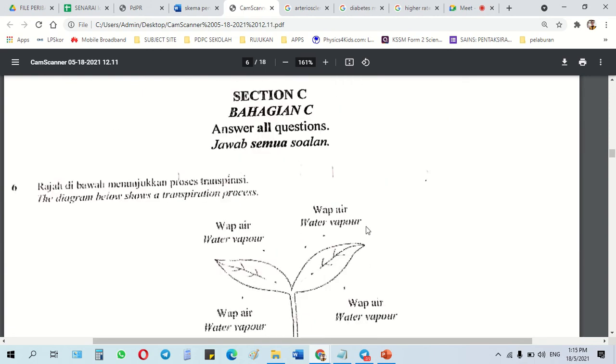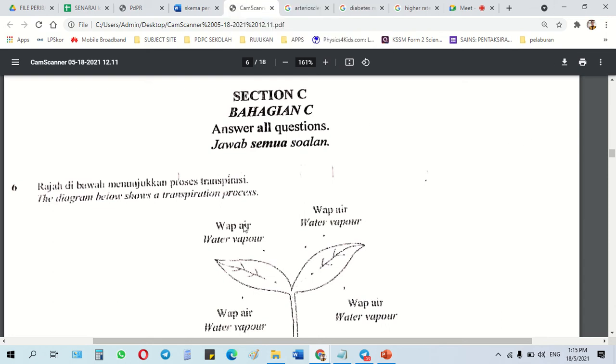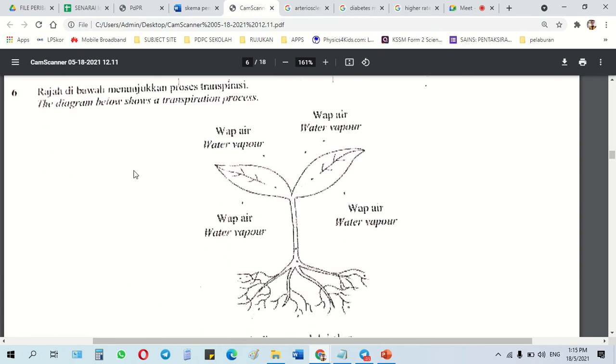Section B tadi dah settle dah. Section B tak ada masalah sangat saya rasa. Banyak pilihan jawapan dekat situ. For section C ni maybe ada problem sikit sebab kita tak ada pilihan jawapan dekat situ. So apa-apa pun awak kena buat sendirilah. Okay. So here, diagram below shows a transpiration process.